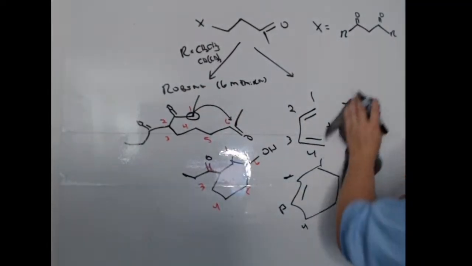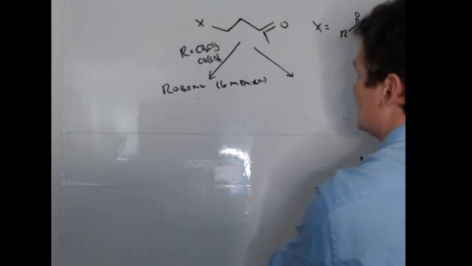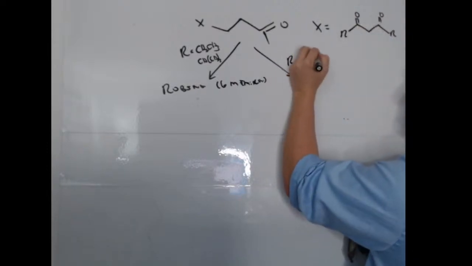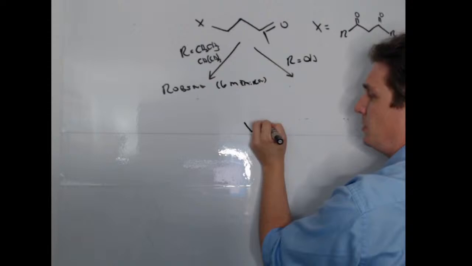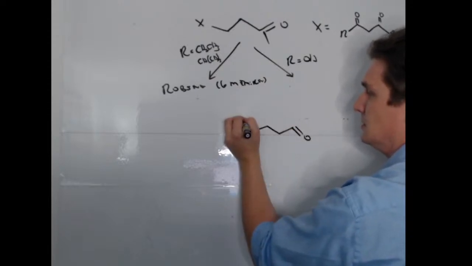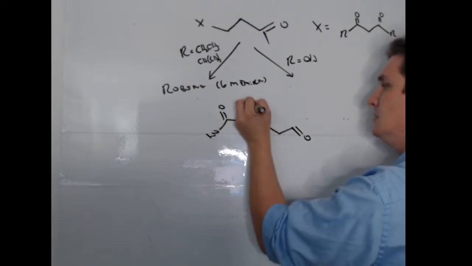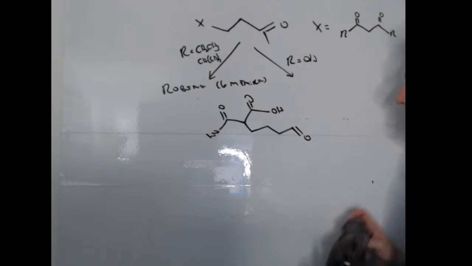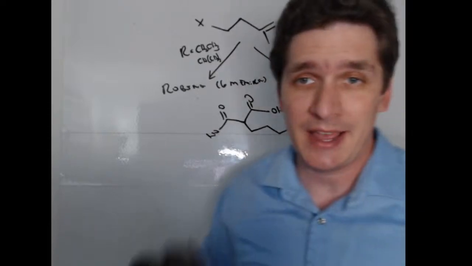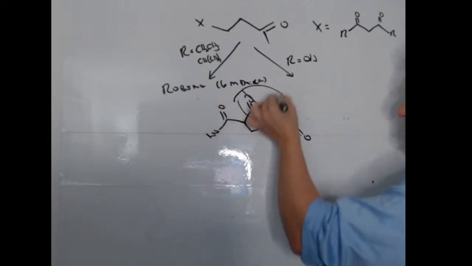Now, for R being a carboxylic acid, again, start with your Michael product. And decarboxylation is actually the easiest one. Take one of your groups and get rid of it.